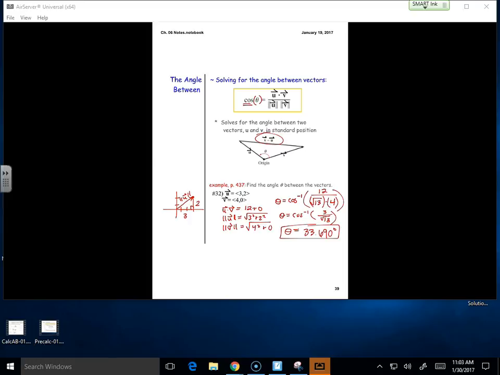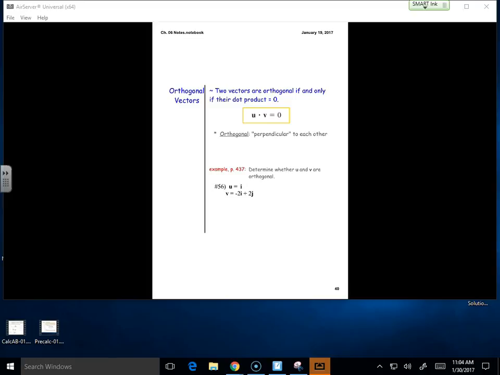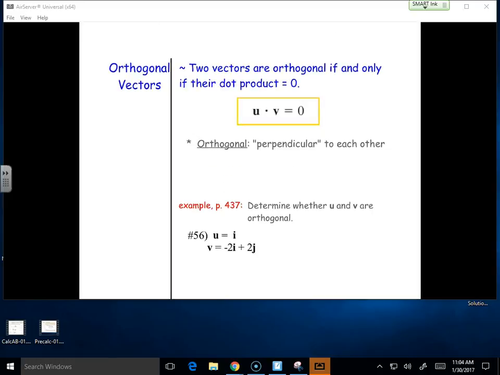Are we okay? Practice the dot product, practice the magnitude, plug into the formula. Sweet. Is that cool? Another application. What is that word? Orthogonal. That's quite a fun word.